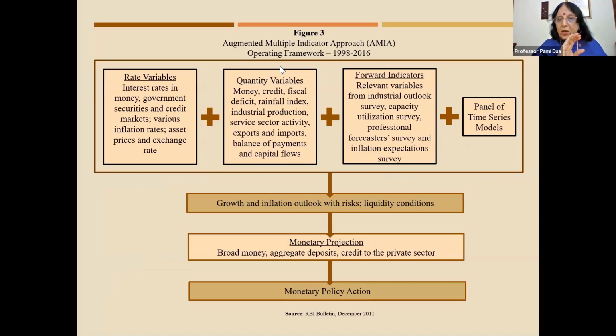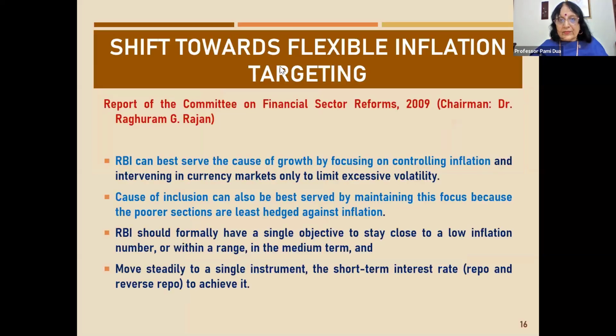So if you look at the top panel, that is all the variables that were taken into account. So we had the rate variables, the quantity variables, forward indicators, put everything into an econometrics model, and we came out with outlook projections for growth and inflation. On that we superimpose what the central bank gives us as the monetary projection, and then based on that we decide what is the monetary policy action. So this lasted till 2016.